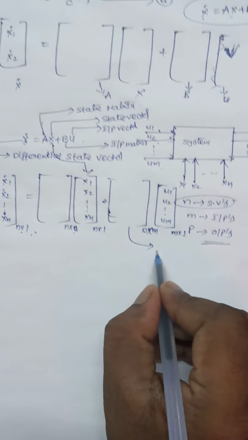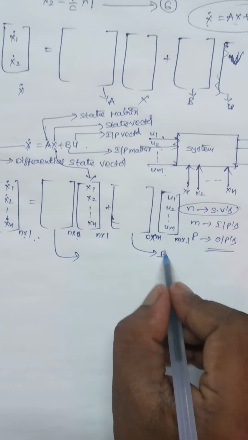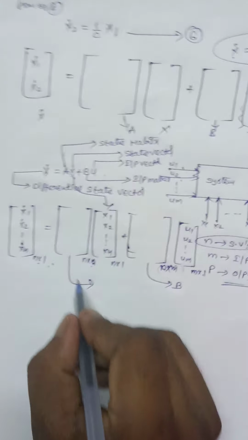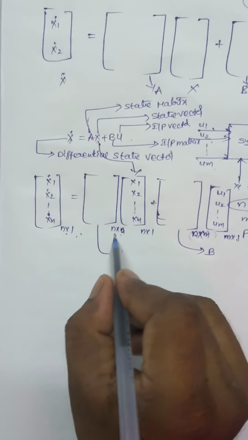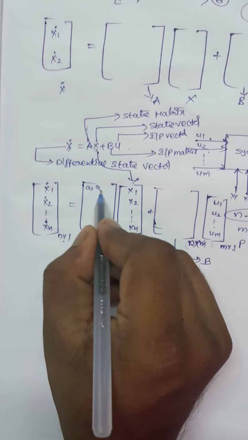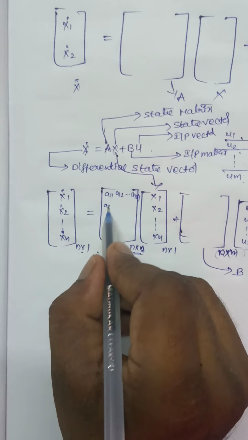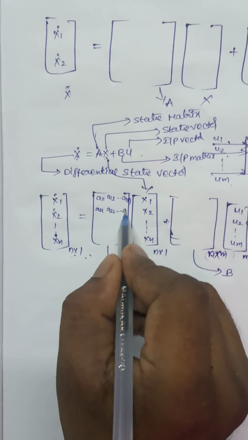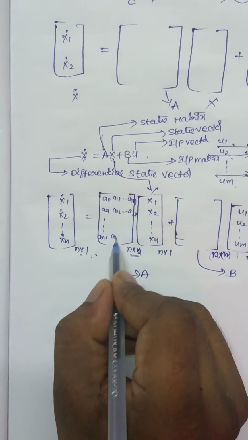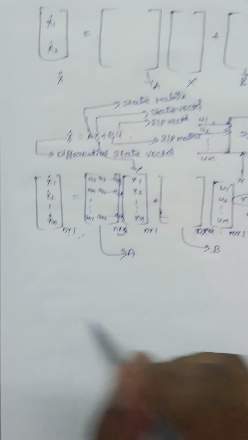So the size of this input matrix, the B matrix, is N by M, and the size of this state matrix is N by N. So it is A: A11, A12, up to A1N. Similarly A21, A22, up to A2N. Similarly AN1, AN2, up to ANN. So it is an N by N matrix.